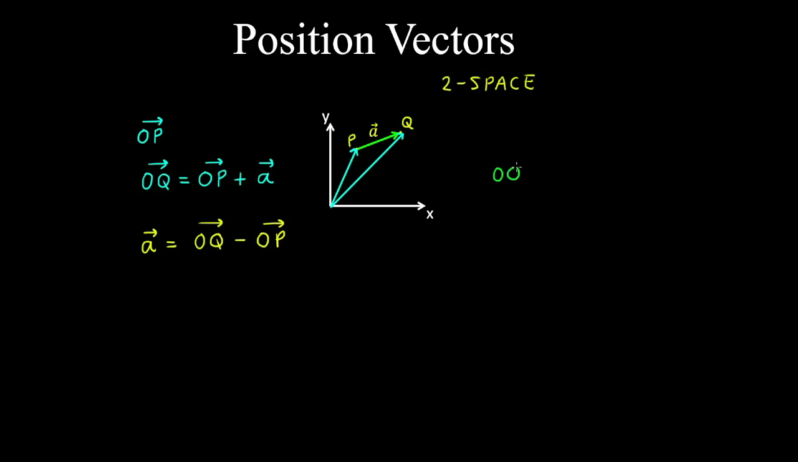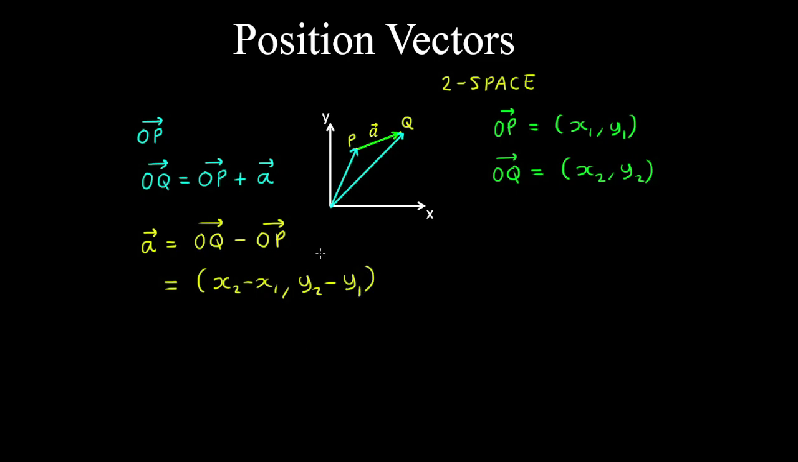Now if we suppose vector 0Q has the components x2 and y2, and 0P has the following components x1 and y1, so therefore the components of vector A can be obtained as x2 minus x1 and y2 minus y1. And if you extend this to 3 space, you'll see that vector A has an additional component in the z direction.